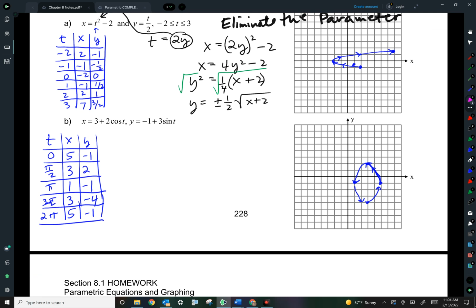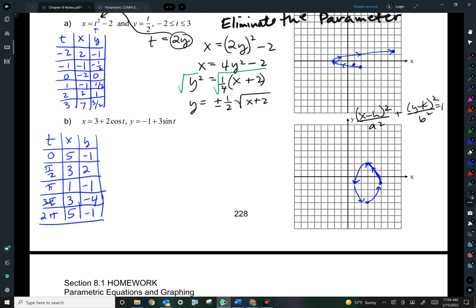Can we eliminate the parameter on this one? Well, do you remember from your Algebra 2 and pre-calculus days what the equation of an ellipse looks like? Isn't that the kind where you have both an x squared and a y squared? What I remember from Algebra 2 is x minus h squared over a squared plus y minus k squared over b squared equals 1. Remember that? All right, well, let's just see if it turns into that.